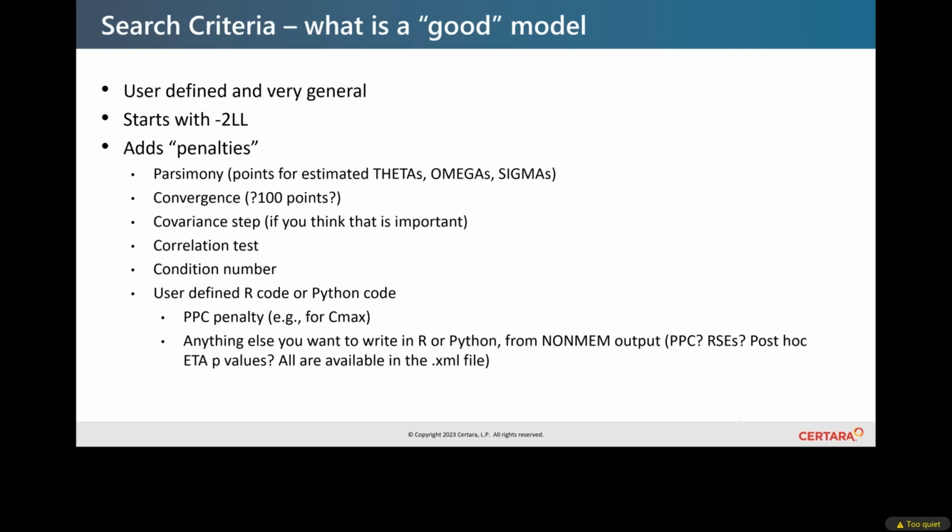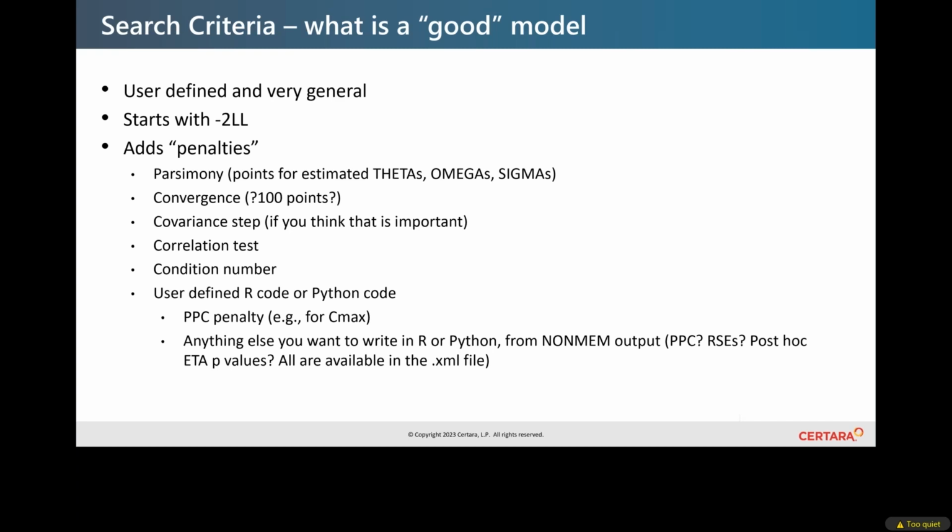Which brings us to the question of what constitutes a good model. Again, this is strictly numerical search. There's no subjective evaluation of whether this makes sense, whether the plots look good. That's something that the user will have to do before and after the model search. But the search criteria used is very general. It's user-defined. It starts with minus twice the log likelihood, and then adds user-defined penalties to that. We generally use a parsimony penalty, a penalty for estimated parameters, specifically 3.84 points if it is a hierarchical model for 1 degree of freedom. The user can define whether they want 3.84 or some other number. We commonly use 10 points.